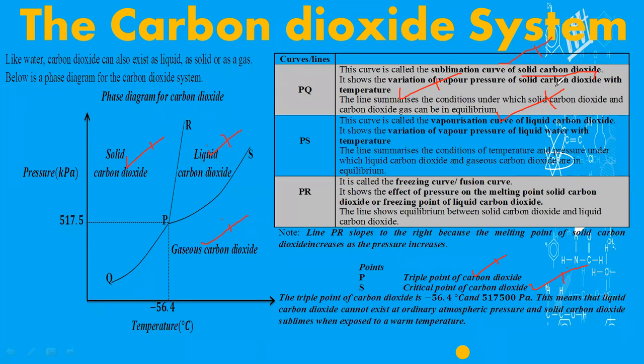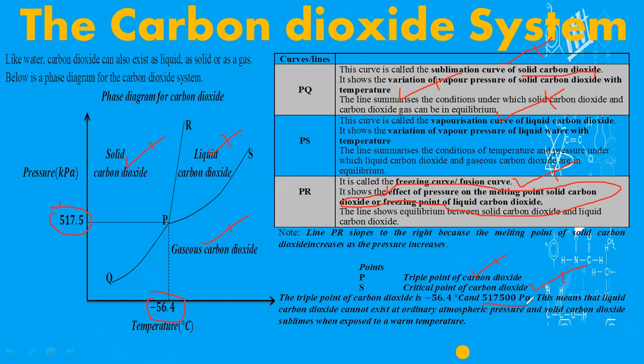Okay. And then curve PS is the freezing curve or fusion curve. What does it represent? It shows the effect of pressure on the melting point of solid carbon dioxide or the freezing point of liquid carbon dioxide. So this is what I've been talking about. The triple point of carbon dioxide is specified as negative 56.4 degrees Celsius and 517.5 kilopascals, or when you convert it to pascals, it's 517500 pascals.